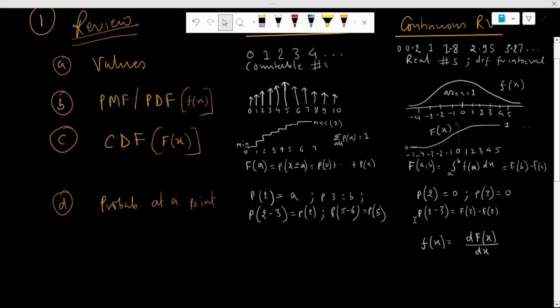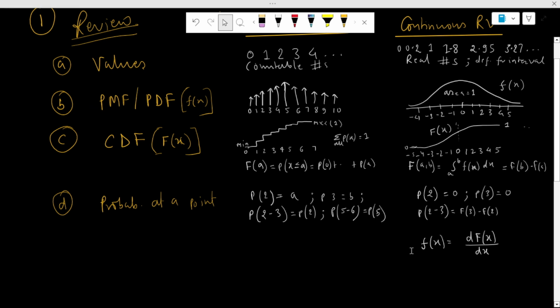But for a certain range, for example the probability between 2 to 3, that is equal to the cumulative distribution at 3 minus the cumulative distribution at 2. While for the discrete random variable, we can calculate the probability for a particular point, and for the interval, let us say in this example, the probability between 2 to 3 is equal to the probability of 2. That is why we notice this ascending stair. Similarly, the probability between 5 and 6 we take as the probability of 5.